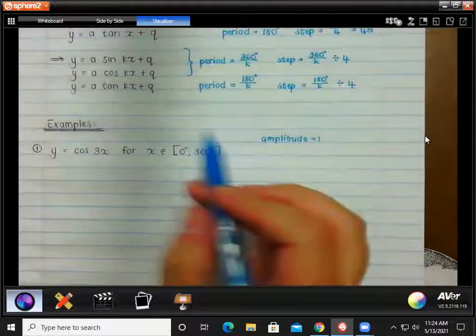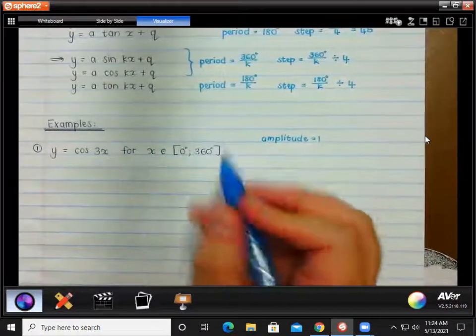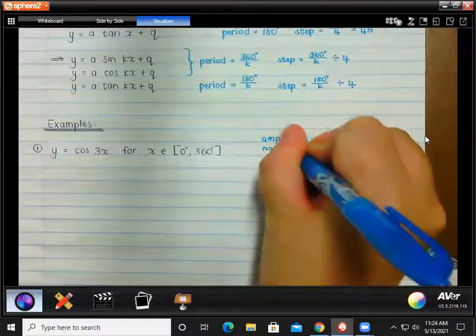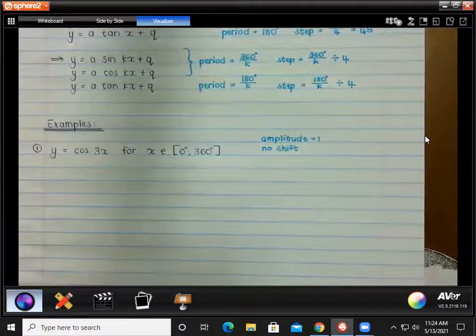Do we have a shift? Is this graph shifting up or down? Is there a Q value? No. So I'm just going to write here, no shift. You don't really have to write it there when you're doing this yourself, but just because it's the first example.